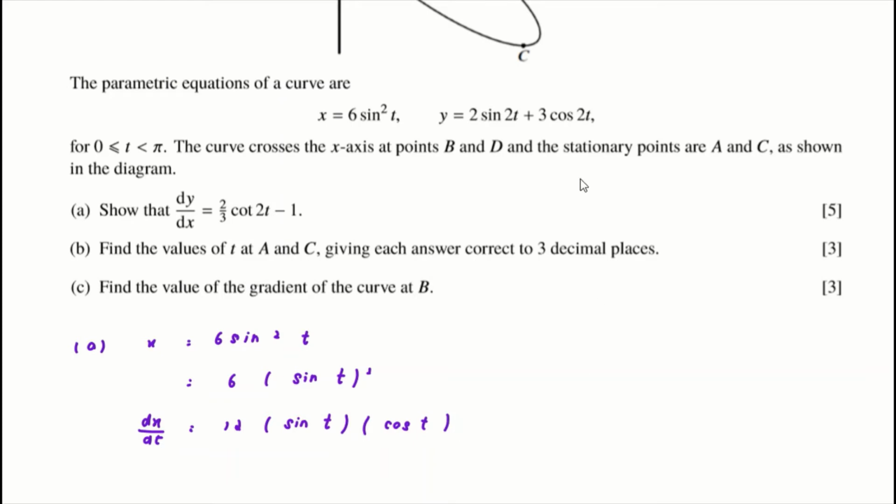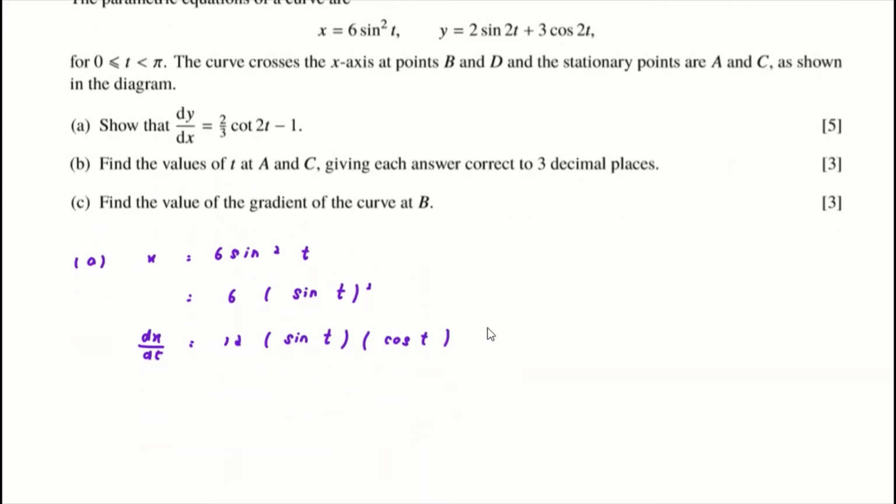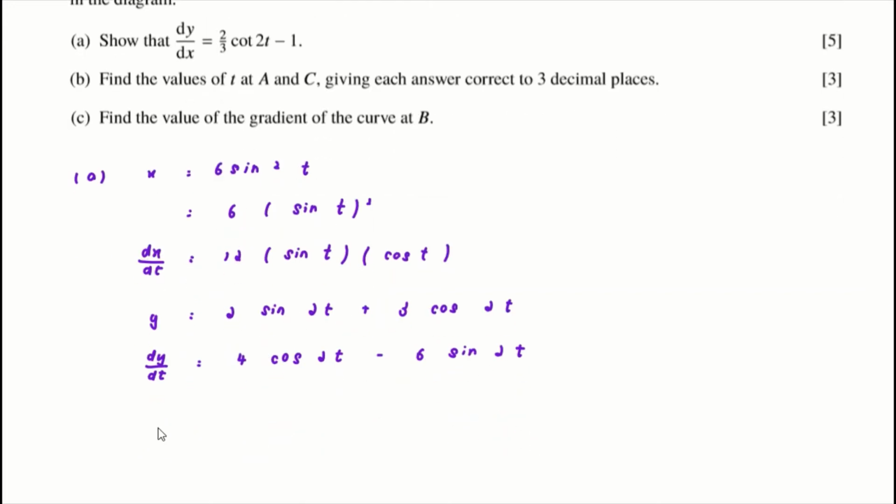Then for the next one, it's just normal trigo. We have y equals 2 sin 2t plus 3 cos 2t. So dy/dt will be equal to 4, and sine becomes cos, cos becomes sine but negative, then 6 sin 2t. By having this, now you can proceed with dy/dx. dy/dx will be equal to dy/dt multiplied by dt/dx, so this has to be reciprocal.